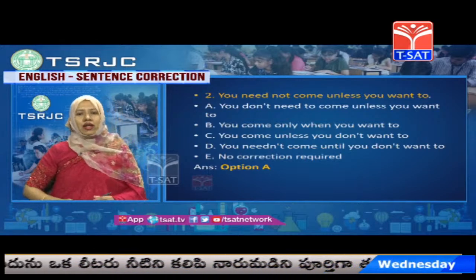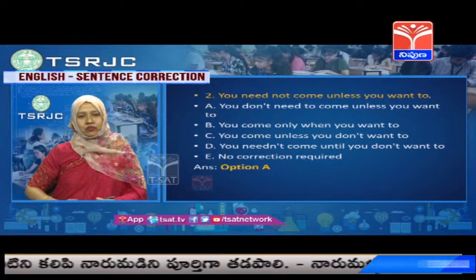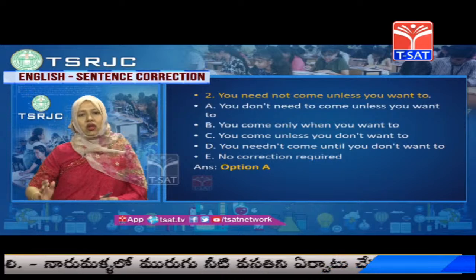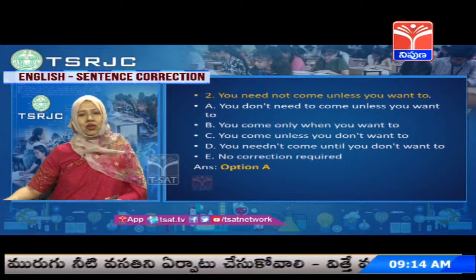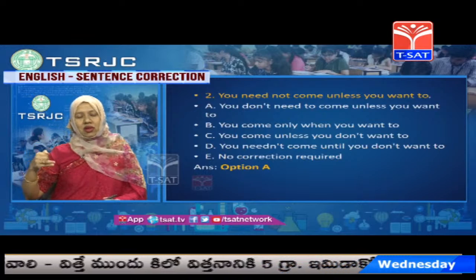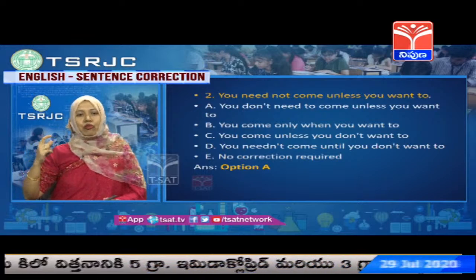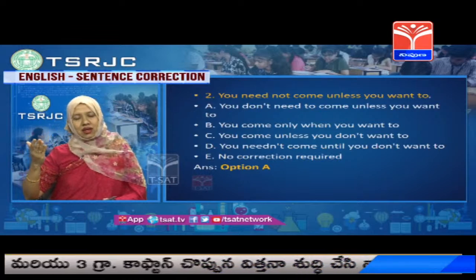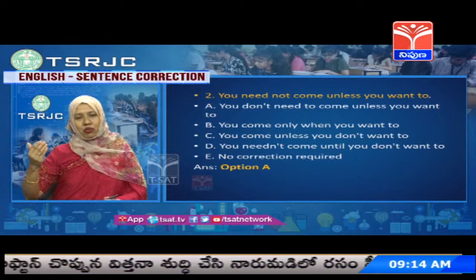You need not come unless you want to. In this sentence, first understand, you need not come unless you want to. Now, out of 4-5 options, you have to select an appropriate sentence which means the same as the sentence given. It should mean exactly the same.